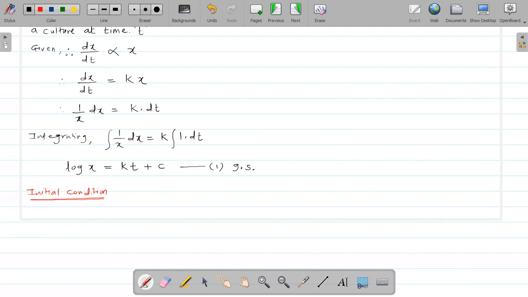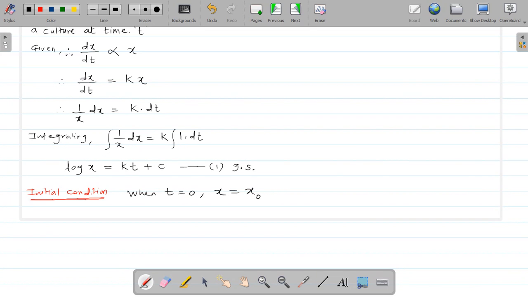So here it is not given, initial condition is not given. So we will consider that when t is equal to 0, initial condition means when t is equal to 0, what is the value of x? X means number of bacteria. Here we will consider it as suppose x0, because it is not given to you. So when t is equal to 0, x is equal to x0. This is always remember, this is called as initial condition.